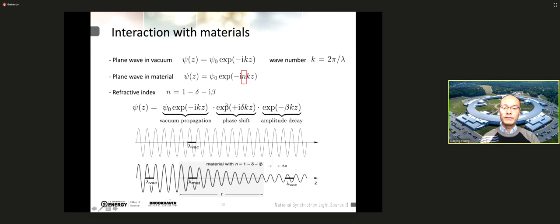The second term comes from delta. You can see, because it's on the shoulder of the exponential function and it starts with i, it represents a phase shift of the resulting wavefront. And the third term is determined by beta, and you can see this is a decay function that represents that when the light passes through the material, the total intensity will decrease because some of the photons will be absorbed by the material.